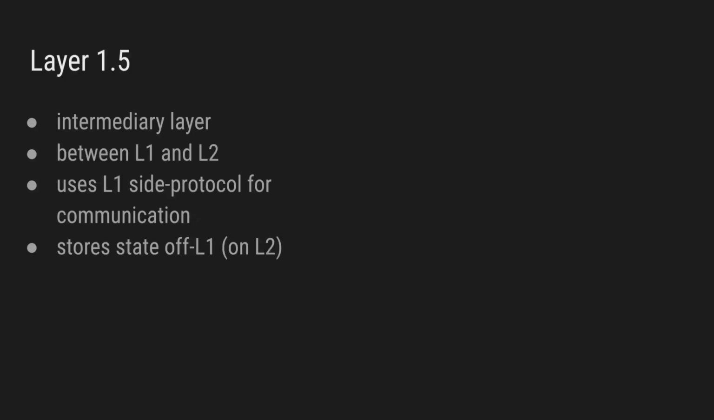We present layer 1.5, and this is an intermediary layer between layer 1 and layer 2. It uses layer 1 side protocol for communication, but stores state of layer 1 on a layer 2. In previous videos, I have presented the concept of a decentralized chat where messages are sent through the peer-to-peer messaging protocol used by the blockchain nodes, but the messages themselves are not stored on-chain on layer 1. And this is a prime example of layer 1.5.